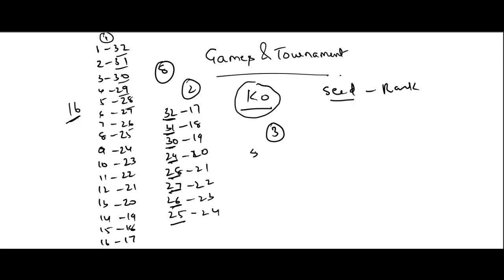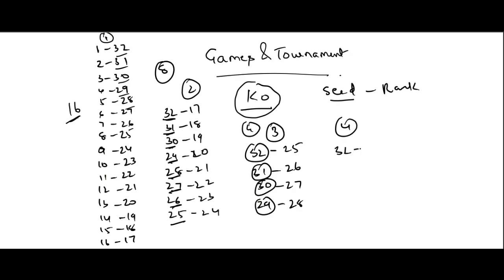In round 3, 32 will play against 25, 31 will play against 26, 30 against 27, and 29 against 28. Again for maximum upsets, we'll make these 4 teams win, so in round 3 there will be 4 upsets. Coming to round 4, 32 will play against 29 and 31 will play against 30. For maximum upsets, we'll make 32 and 31 win. So in round 5 we have 32 playing against 31, and we'll make 32 win here.